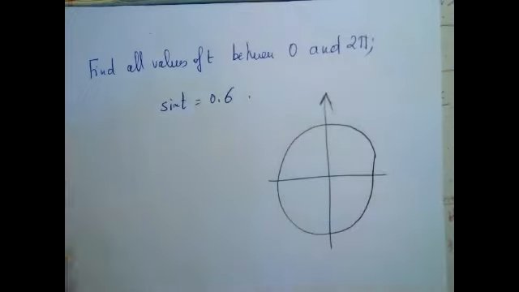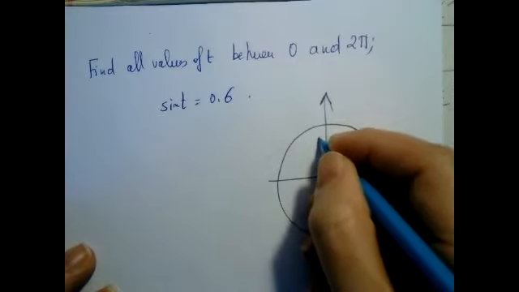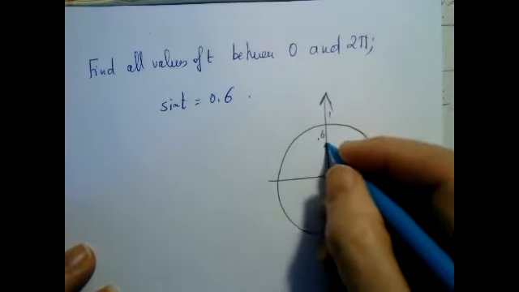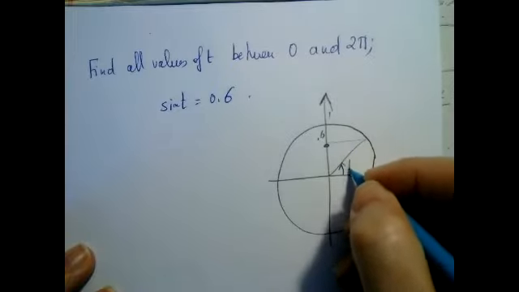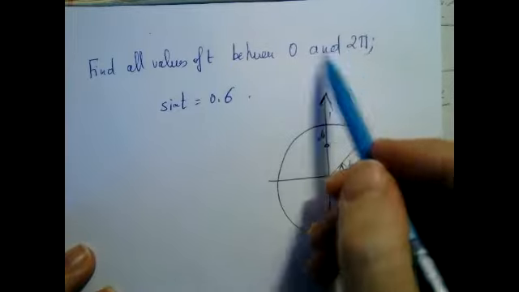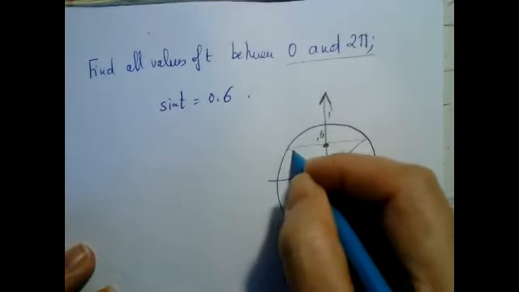But you realize I always draw. I like to understand what I'm doing. So 0.6 should be right there. That's my unit circle. I'm after the angle. And I want all the ones between 0 and 2 pi. But there are 2 angles.